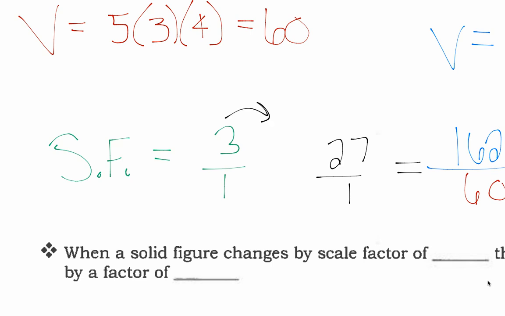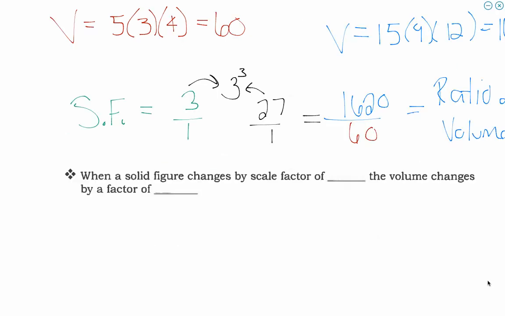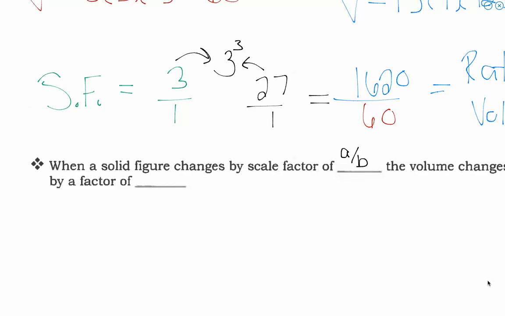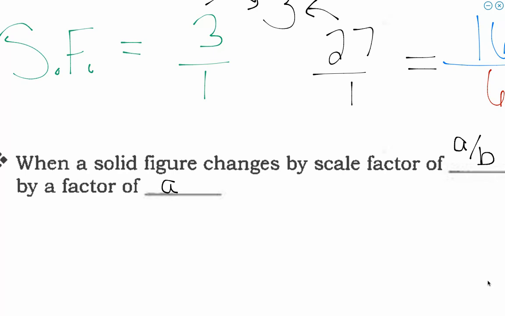And the reason being is that's 3 cubed, which makes sense. Ratio of areas, we squared the scale factor. Ratio of volumes, we are going to cube the scale factor. That means if you have a scale factor of A over B, then the volume will change by A cubed over B cubed.